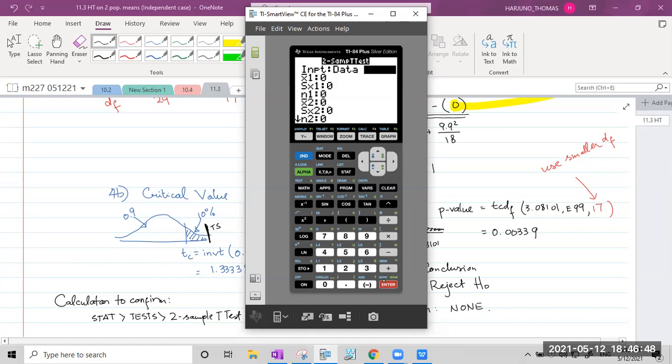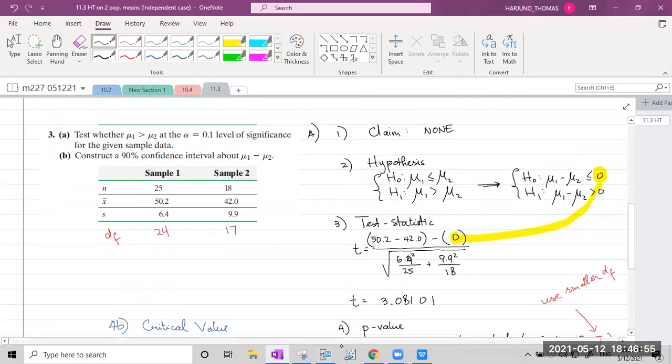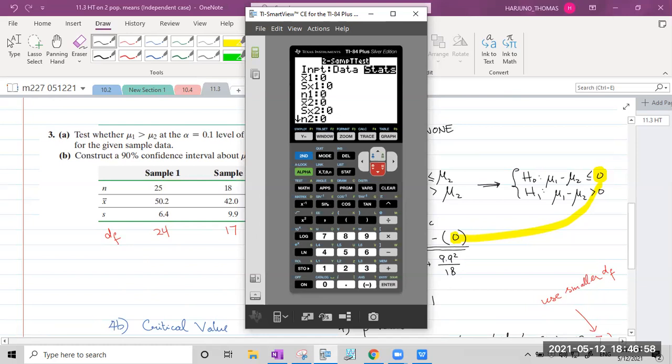Okay, we will enter the stats. So let's go back here. Let's see the numbers. X1 bar is 50.2. The first sample standard deviation is 6.4. Sample size 25. That's for the first group. The second group, X2 bar is 42.0. Sample standard deviation from the second sample is 9.9. Sample size is 18. We will check mu1 greater than mu2.